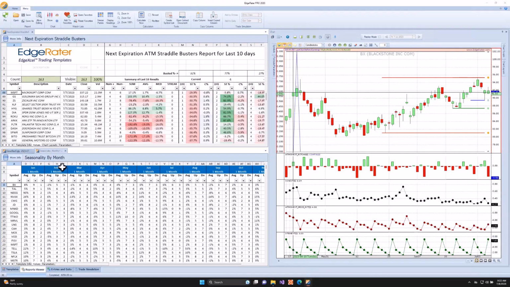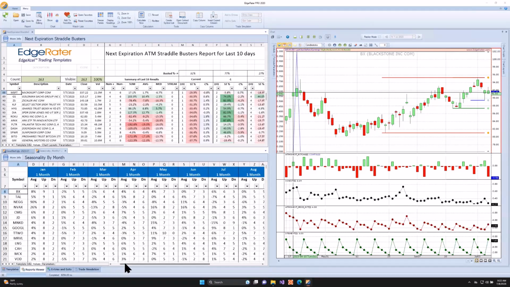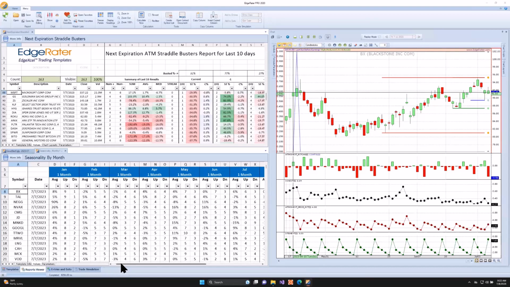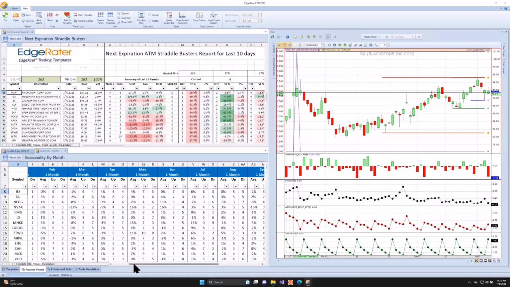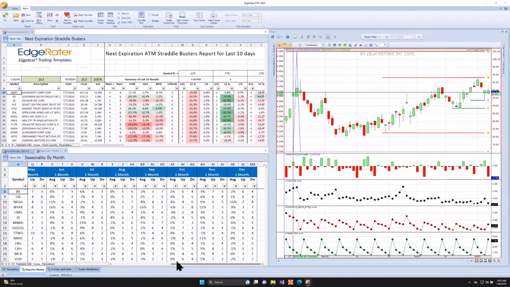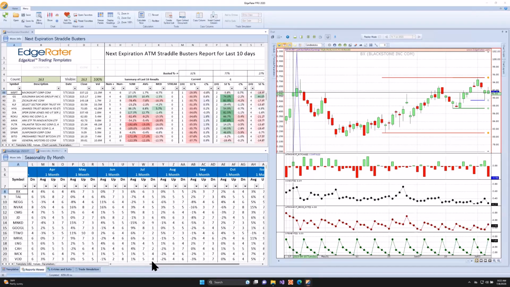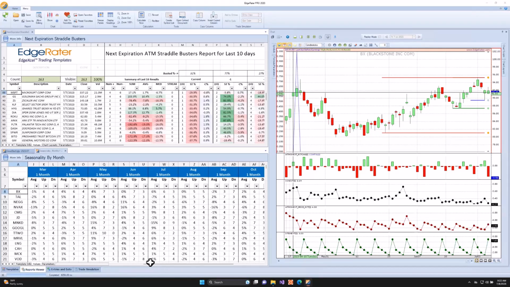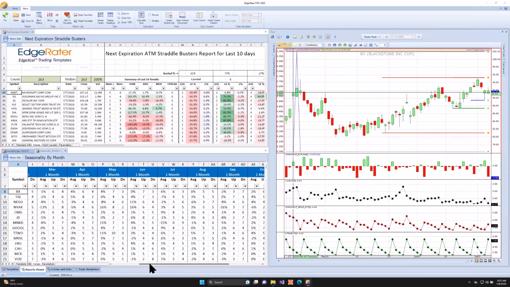So it's already put into this lower pane down here. This is something that you can just run to give you an idea of what stocks move in certain months of the year. If there is a seasonal behavior for stocks, not all stocks have seasonal behavior, but there are some seasonal stocks, and you can find those with this template.